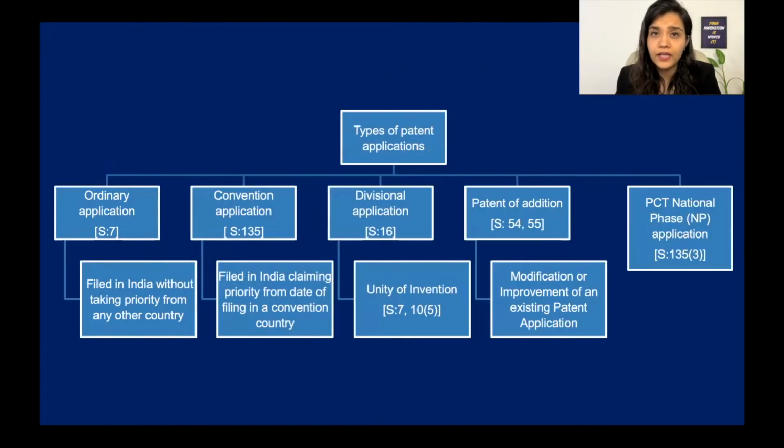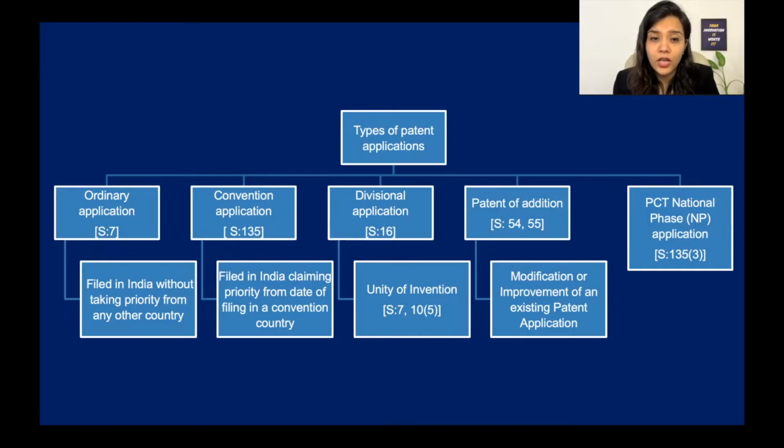So an ordinary application is an application which is filed in India first, without claiming priority from any other application or an application filed in any other country. I am filing an Indian application for the first time, so it would be considered an ordinary application. Now, what is the important section for ordinary application? It comes under section 7. So it is an application filed in India without taking priority from any other application.